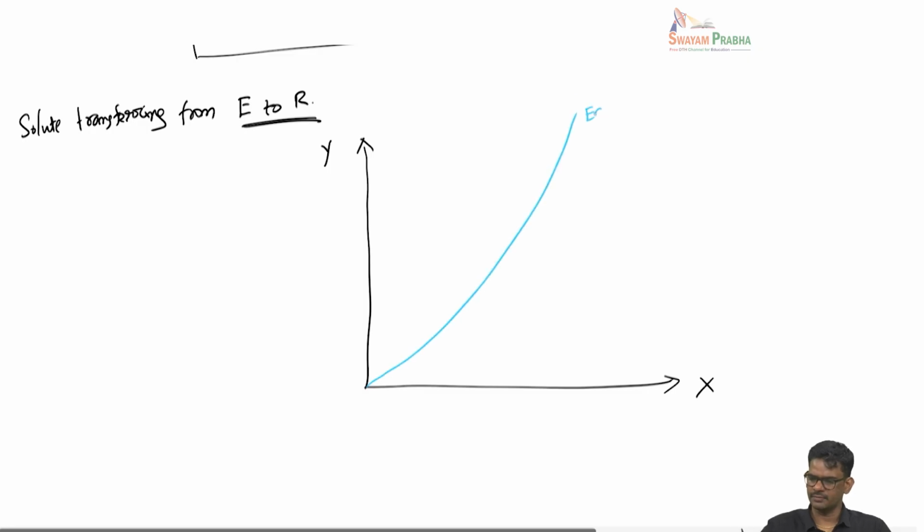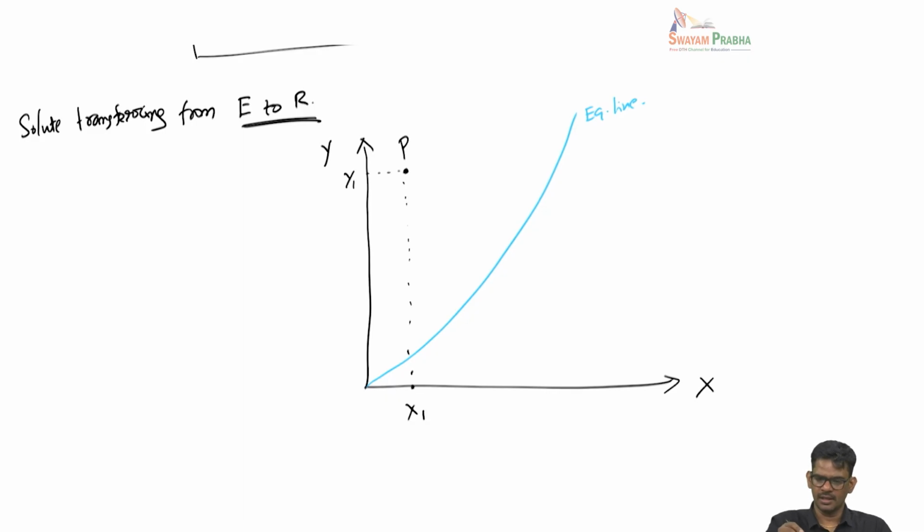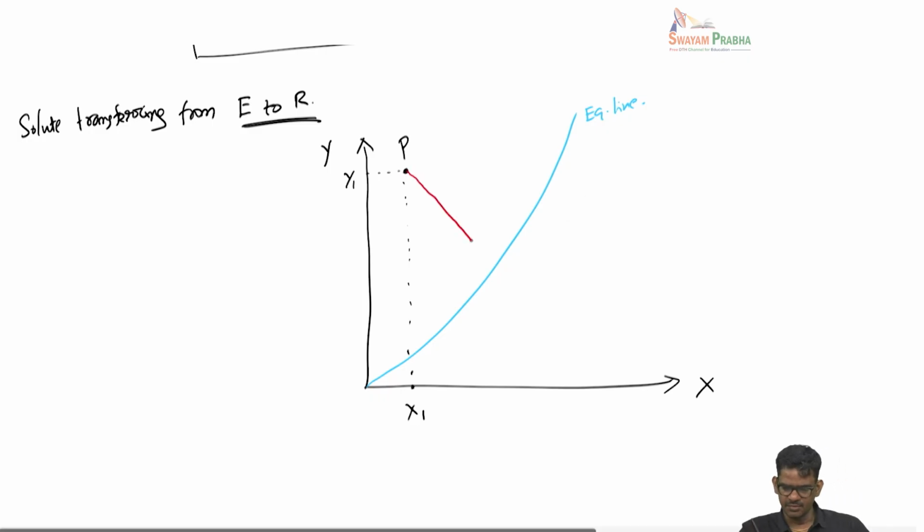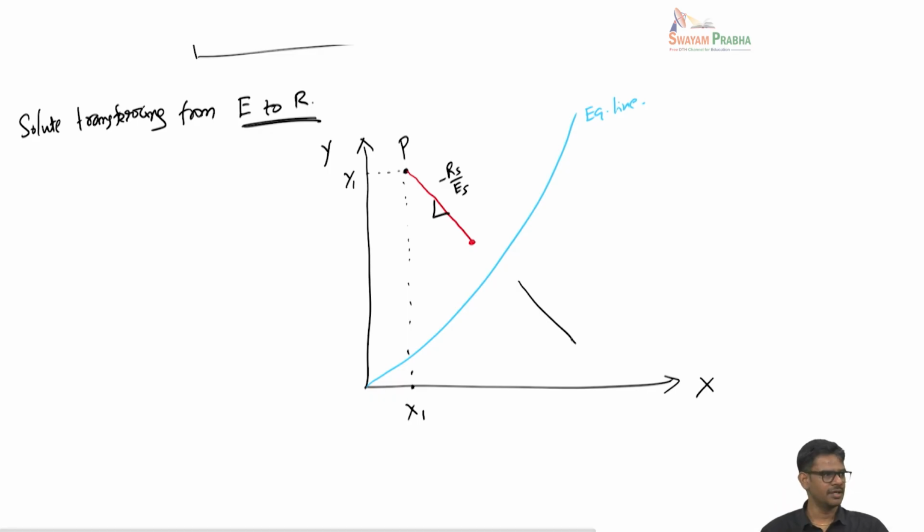This is the equilibrium line. Now the inlet point would be somewhere here. This is Y1 and this is X1. So this would be the beginning point P. And the material balance line will be exactly the same as before with the same slope, because the slope has not changed: minus RS by ES. Earlier we had this line somewhere here. It's the same line going across the equilibrium line. This point is Q, and if I extend this, I can go to T.